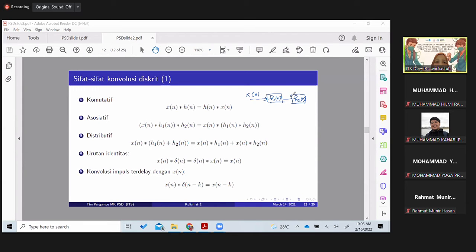Or you could also have this, where you did the convolution of the system first, and you take this input signal in. This would be an equivalent.